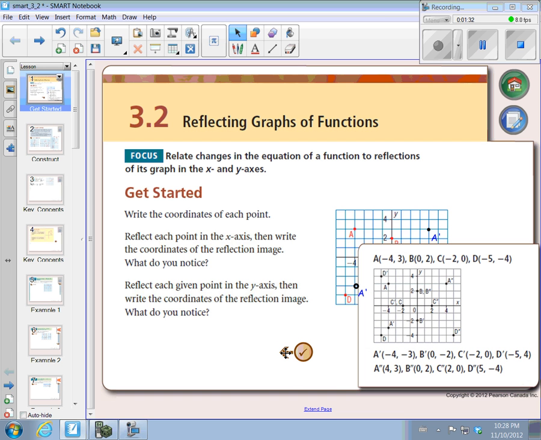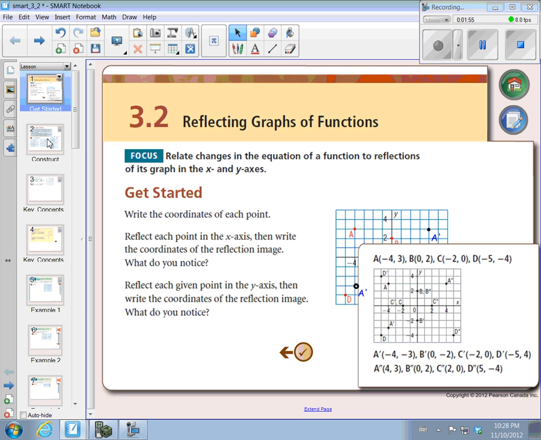Now you can press pause to just make sure that everybody's got the correct points. The only thing they did differently is they called the horizontal reflection and the vertical reflection different. One was A prime, B prime, C prime, D prime. The other was A double, B double, C double, and D double prime.